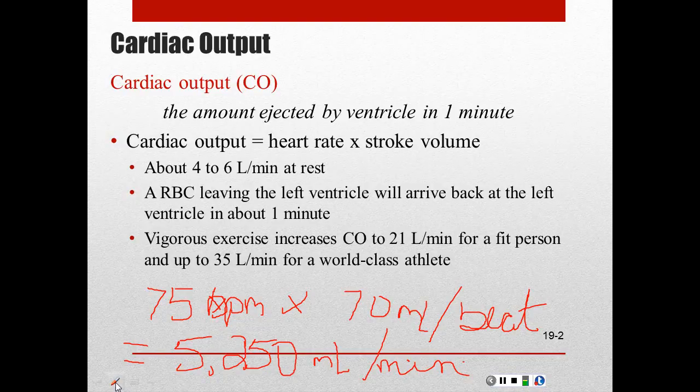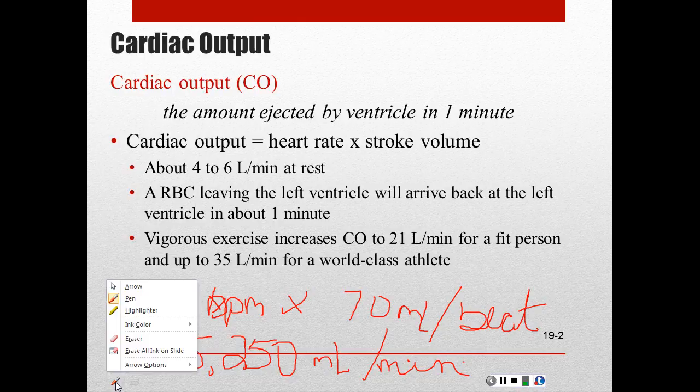So if I put something on a test, what is the cardiac output of someone with a heart rate of 75 or 80 beats per minute and a stroke volume of 70, then you will know you have to multiply.